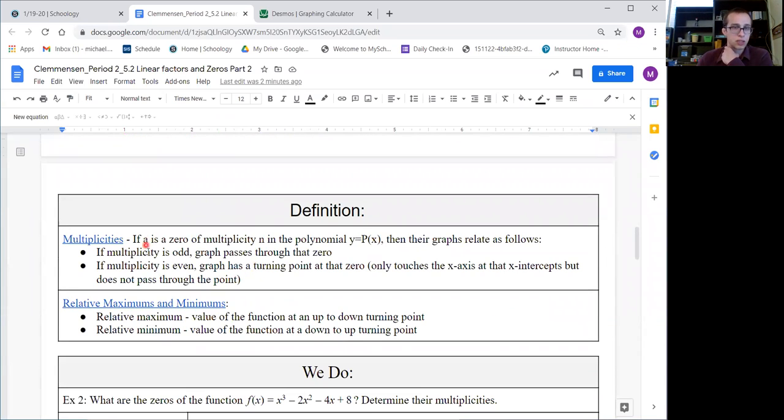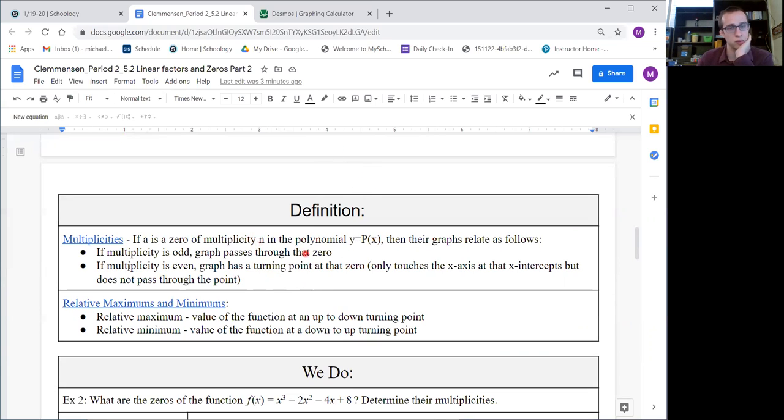Now there's some special things that connect to the graph of our function with multiplicities. If the multiplicity is odd, the graph passes through the zero. So let's say this is my x-axis right here, coming through this way. If my multiplicity is odd, then my graph's going to come down through it, not stop at it. If my multiplicity is even, so like 2 or 4 or 6 or any of those numbers, it's going to come down and touch the graph, come back up. It's not going to pass through it. It's going to stop right at it and come back up.